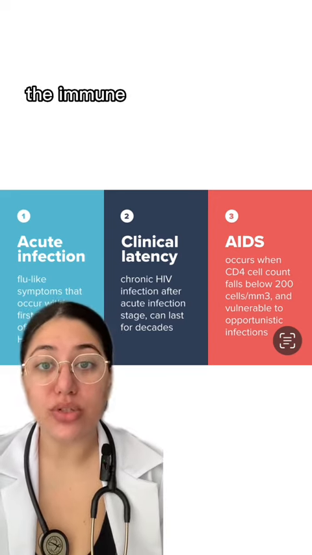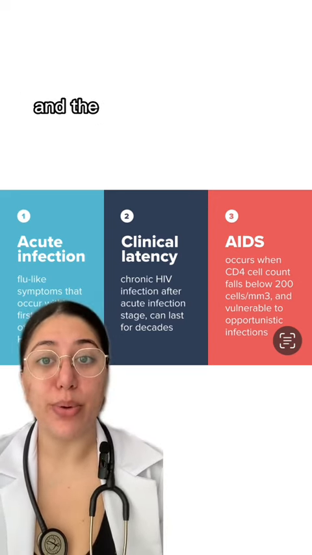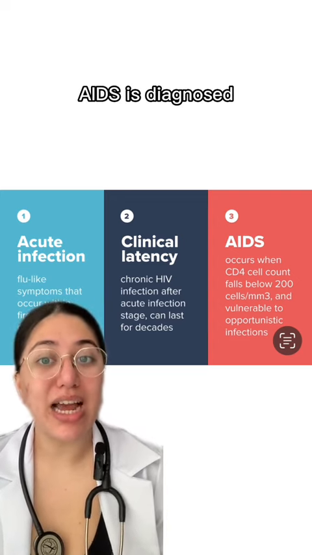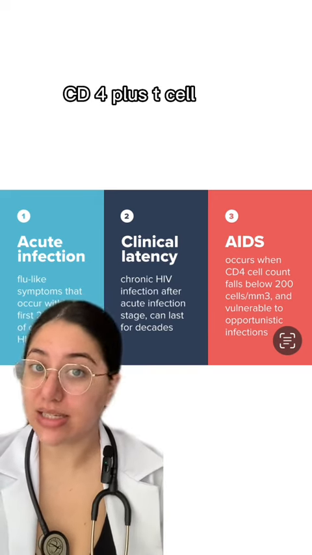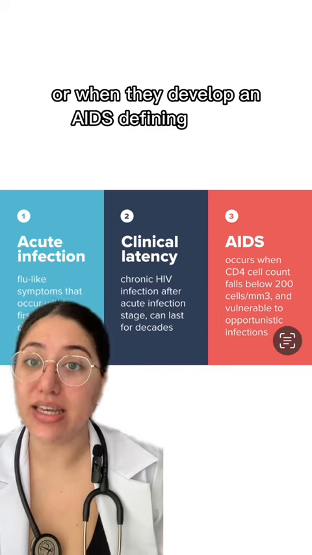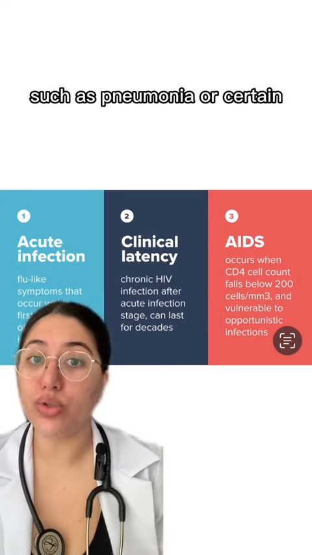At this point, the immune system is severely compromised, and the person is susceptible to a wide range of infections and cancers. AIDS is diagnosed when a person's CD4 plus T cell count drops below a certain level, or when they develop an AIDS-defining illness, such as pneumonia or certain cancers.